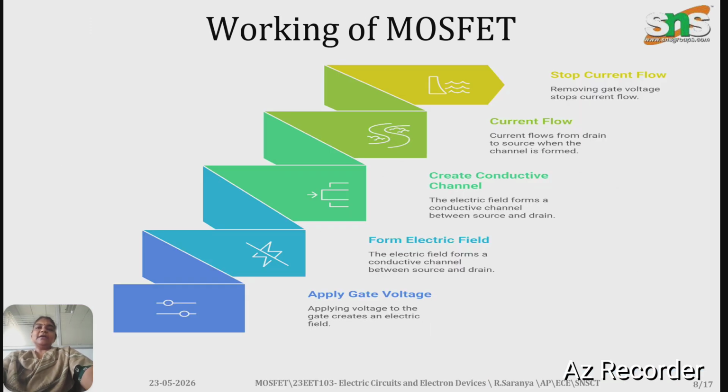Coming to the working of the MOSFET, it works in the following steps. First we apply the gate voltage. After applying the gate voltage to the MOSFET, an electric field is generated. The formation of the electric field makes the channel conductive between the source and the drain. Once the conducting channel is established, current flows from the source to the drain through the channel that has been formed. Removing the gate voltage will stop the current flow between the source and the drain.